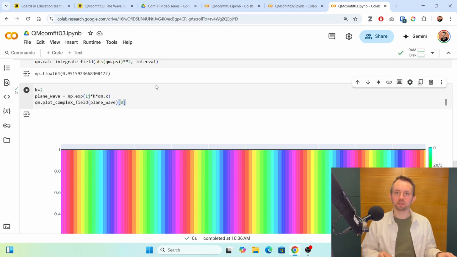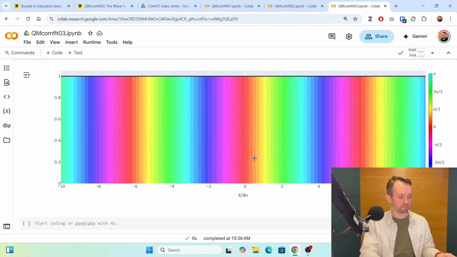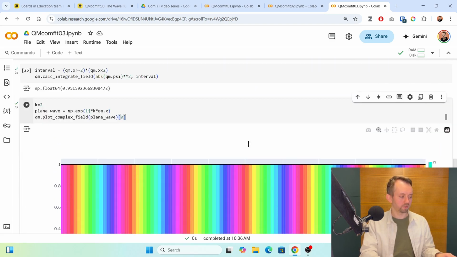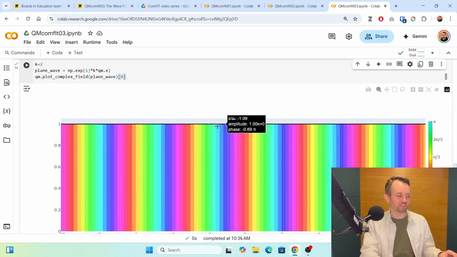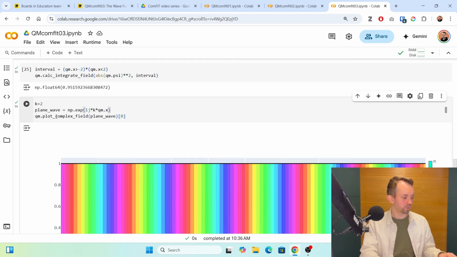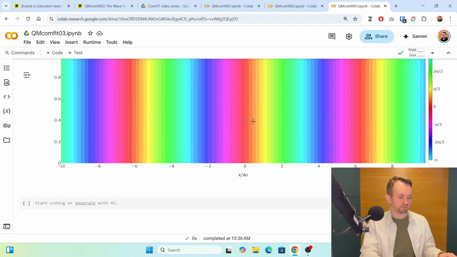And actually, in Comfit, as we'll see in a few videos later, we're working with dimensionless units, which means that we're setting h bar to 1, we're setting c to 1, we're setting m to 1, and so therefore all of these numbers here are actually correct. What I'm trying to say is this is actually the velocity. So this one has a velocity of 2, and this one has a velocity of 1.